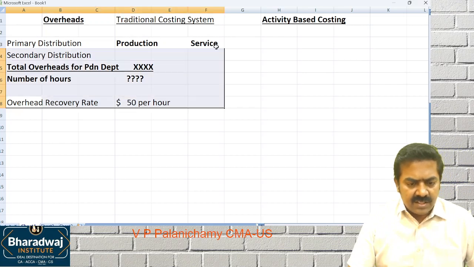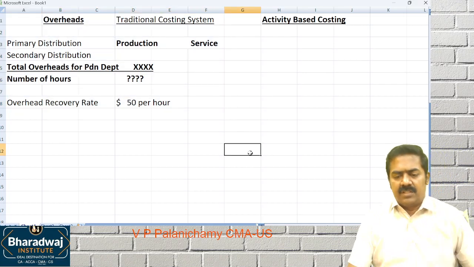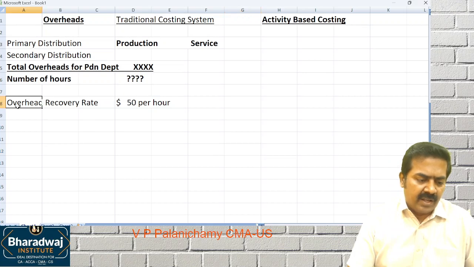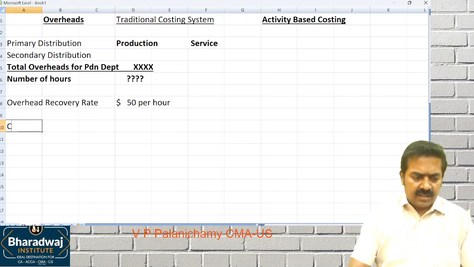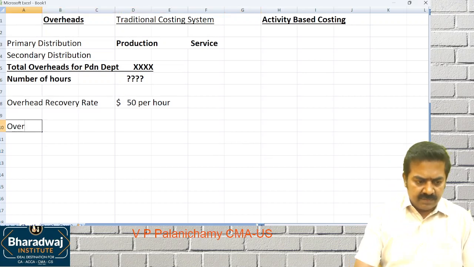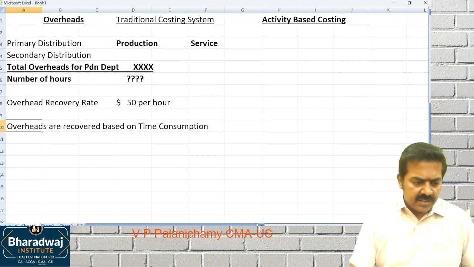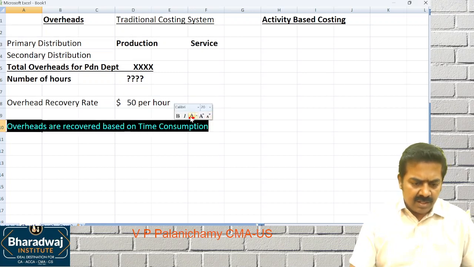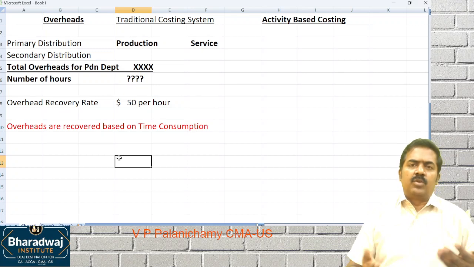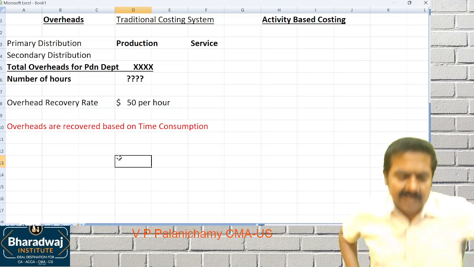Okay, this traditional method has a limitation, where overheads are recovered based on time consumption. Overheads are recovered based on which one? Time consumption. More time you spend, more cost. Less time you spend, less cost, like that.